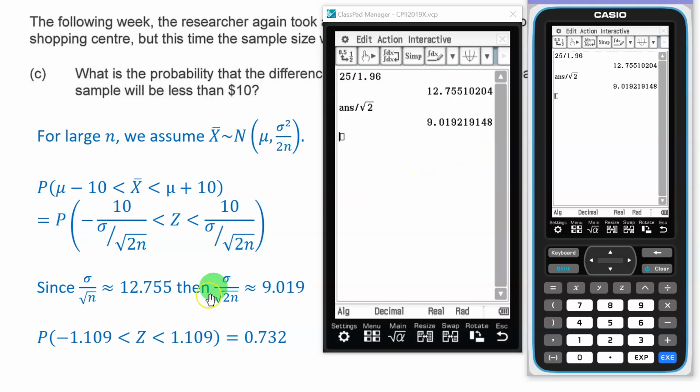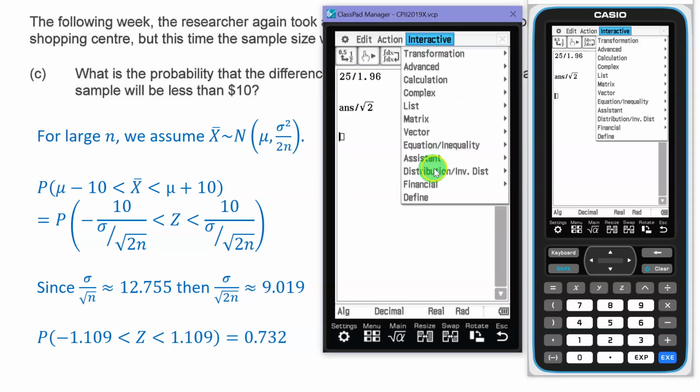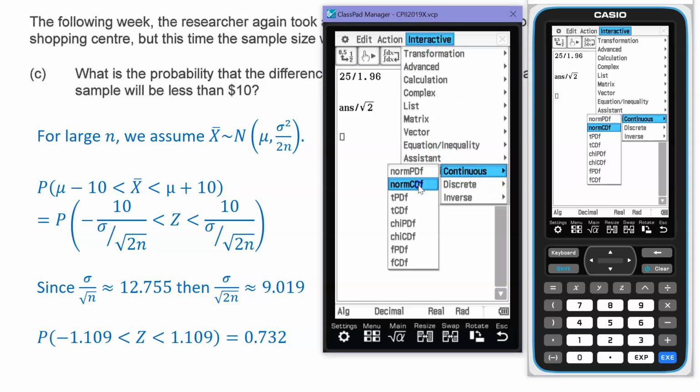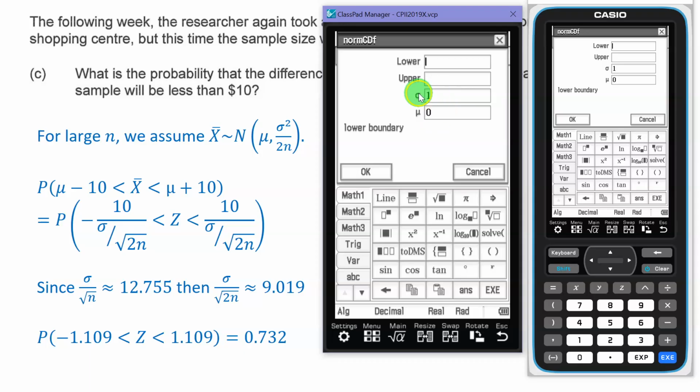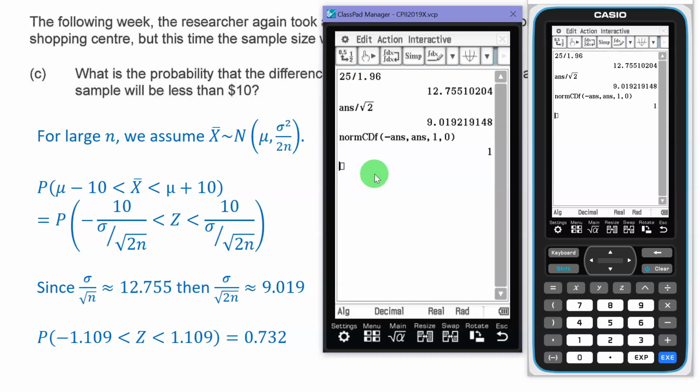So now we want the probability that our Z-score is between here and here. So off we go: interactive, distribution, continuous, norm, cumulative. We're already in the standard normal with a standard deviation of 1 and a mean of 0. So we just want from negative answer as the lower, and answer, that's the number on the previous line, and okay. Well, what did I do wrong there, says Charlie? Oh, 1.109. We need to, oh yeah, it's 10 divided by that. Hold on, says Charlie. We'll check that on a new line.